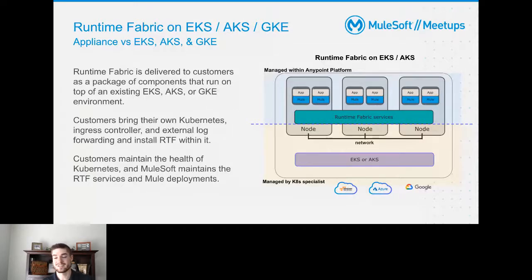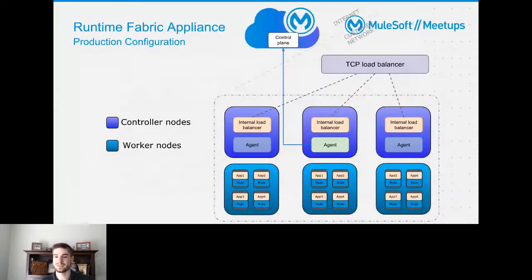So again, customers are responsible for maintaining the health of the Kubernetes environment, whereas MuleSoft is still going to handle the application deployments and orchestration of those. Getting into the architecture of the appliance variation, we have a controller node and worker node schema. For production environments, MuleSoft recommends at least 3 controller nodes as well as 3 worker nodes.